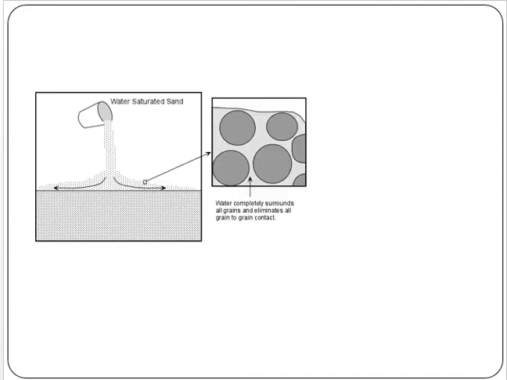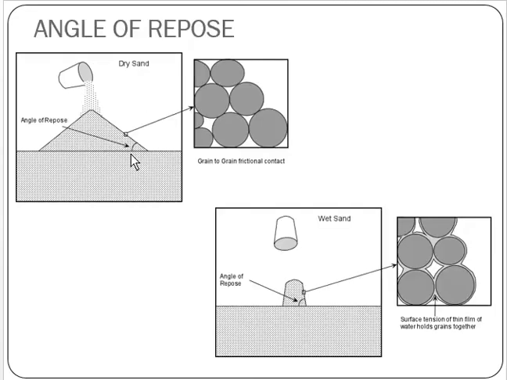And the third case, if we add more water, that is, the sand is in fully saturated condition, what will happen? At that condition, the water completely surrounds the grains and eliminates the grain to grain contact. So it cannot stand, it will behave like a liquid, and there will not be any angle of repose. These are the three cases of angle of repose in the case of sand: dry sand, wet sand and saturated sand.